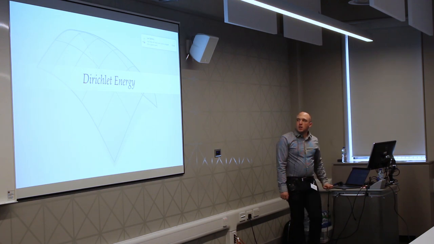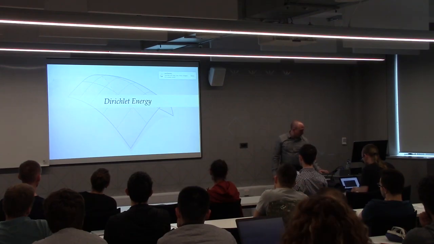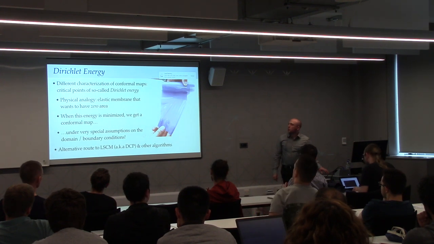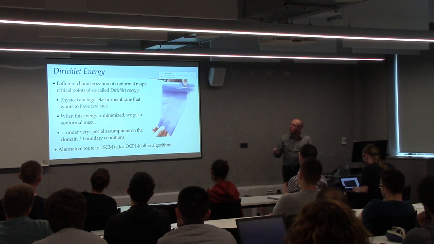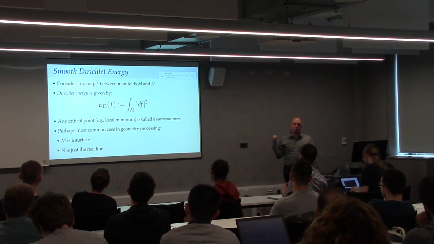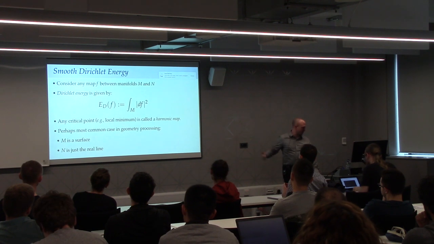Okay. So one path you can go down is minimizing something called the Dirichlet energy. Basically, if you imagine you have an elastic membrane, it's the resistance of this thing to being stretched. If you go down this path, interestingly enough, you get back to exactly the same algorithm, least squares conformal maps. You go down a very different calculation.